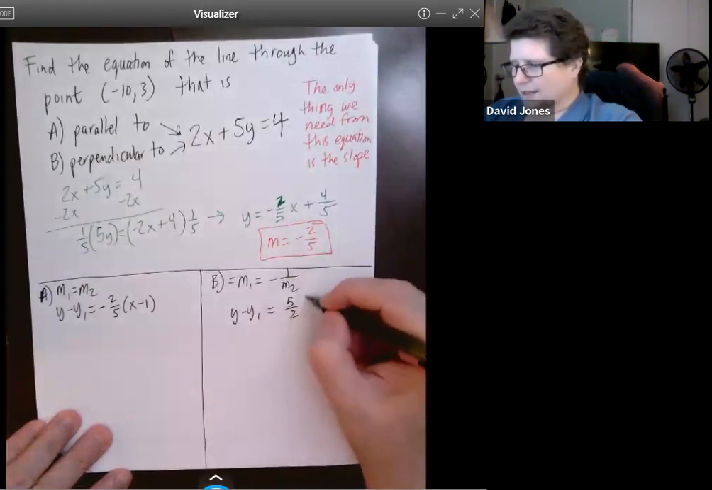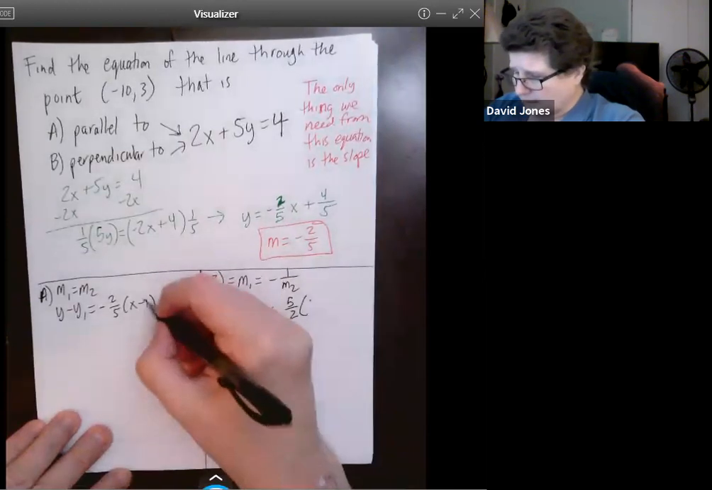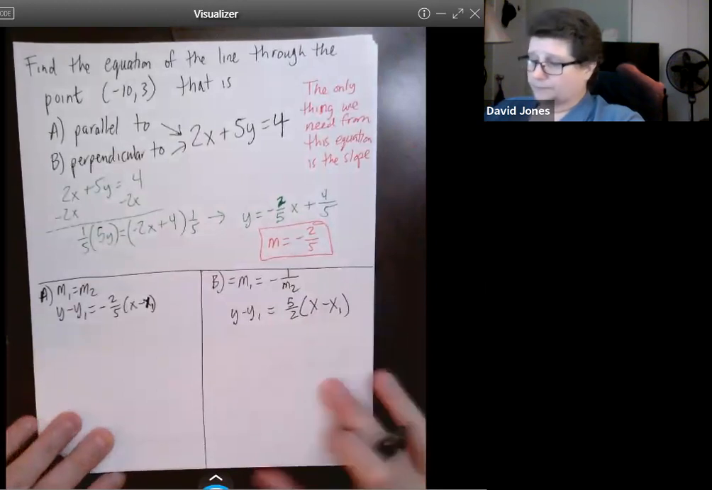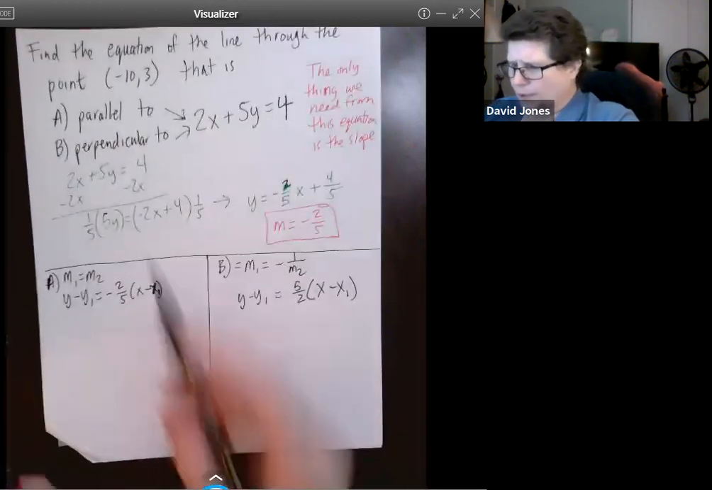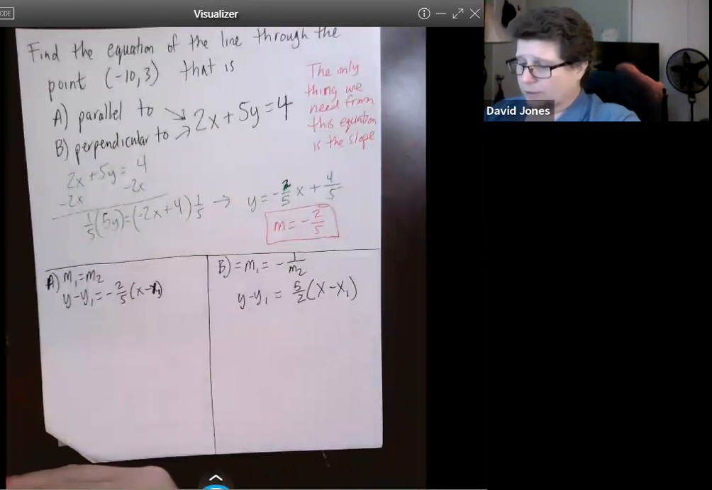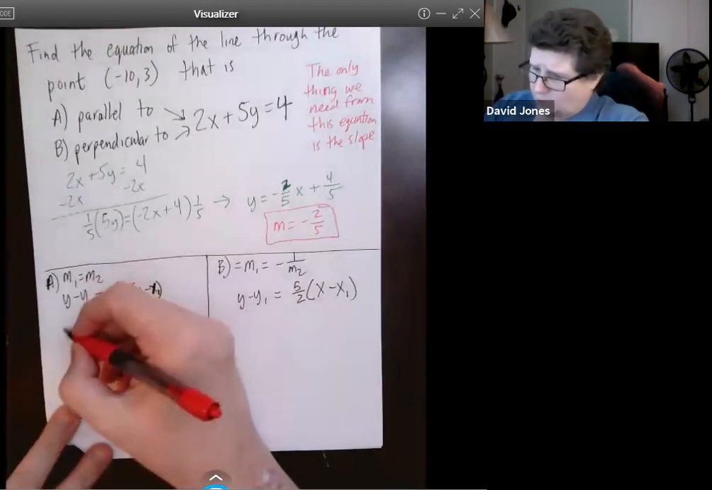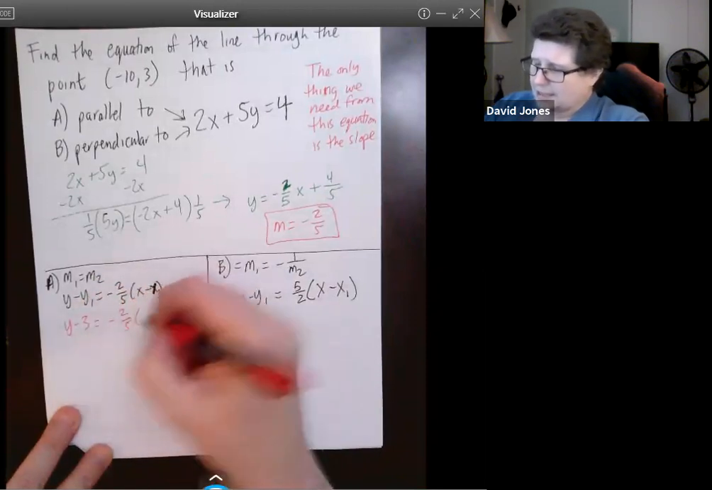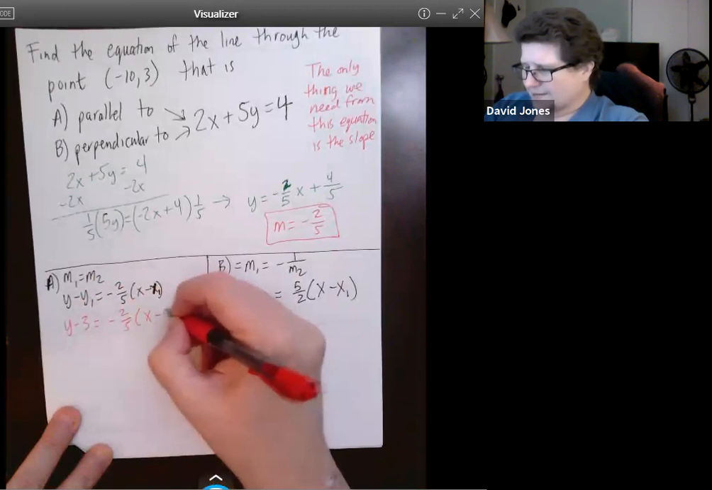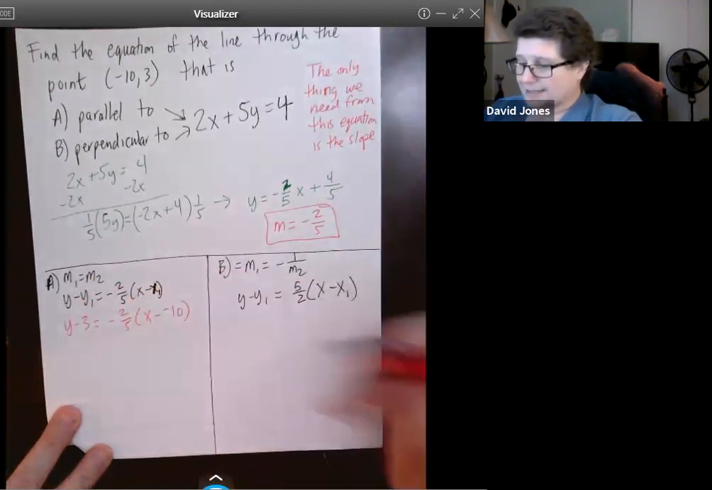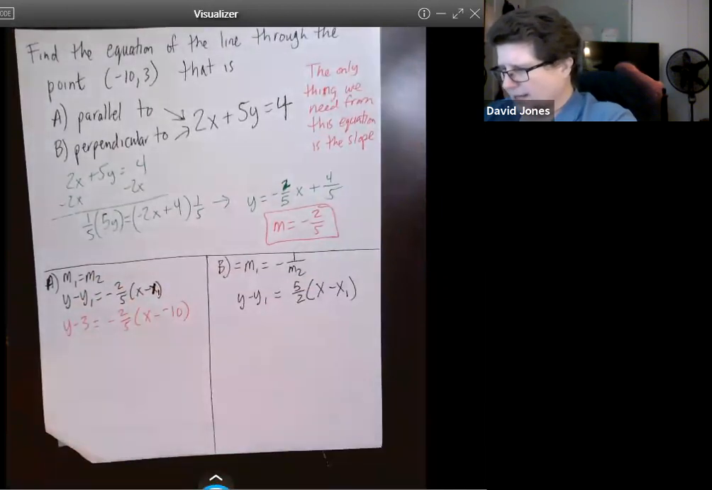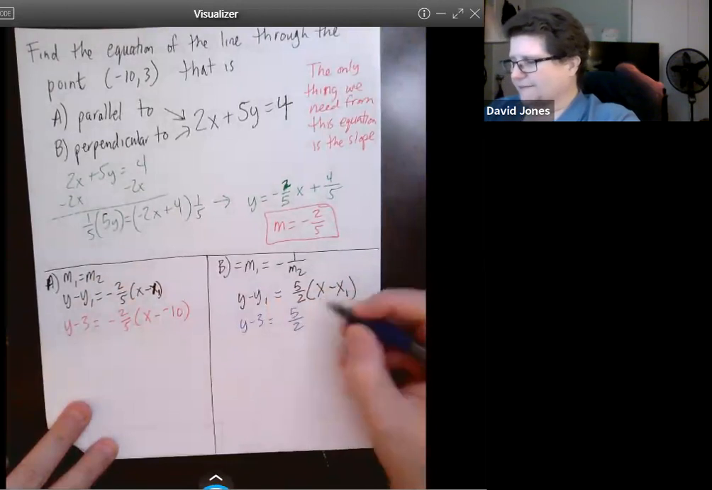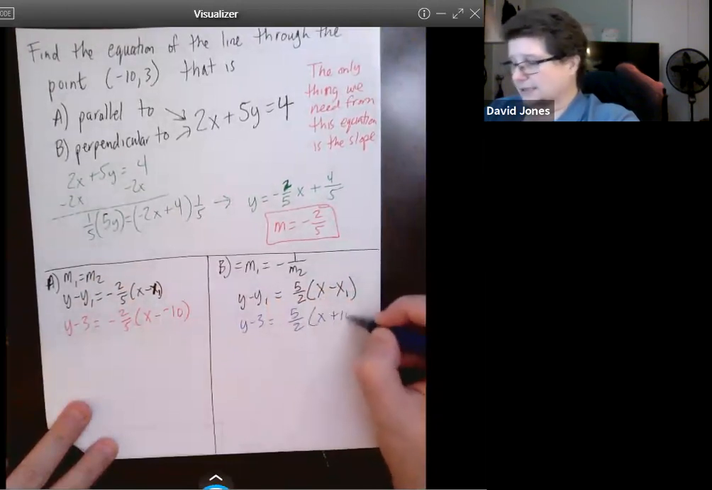Changing the sign makes it positive. And then x minus x1. My point is -10, 3. So I'll plug that in. Y minus 3 equals -2/5 times x minus -10 becomes a plus 10. And that's what we're going to have over here. Y minus 3, and the only difference is we have 5 halves there, x plus 10.